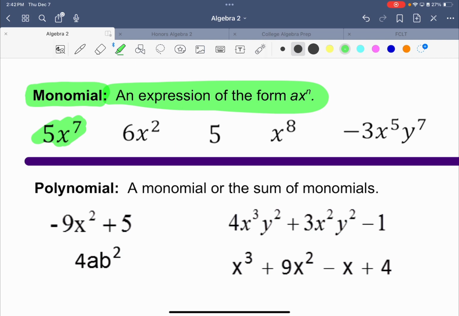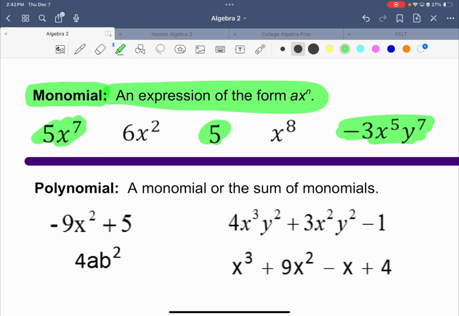5x to the 7th. Our a value is 5, our variable is x, our exponent is 7. It's considered to be a monomial. Mono means one term. It's one continuous term made up of a real part, a variable, and an exponent. Now, it doesn't have to be. It can just be a number, 5. Technically speaking, 5 is 5x to the 0, but whatever. It can be a string of them. But again, if they all go together side by side, which indicates multiplication, it's considered to be a monomial.